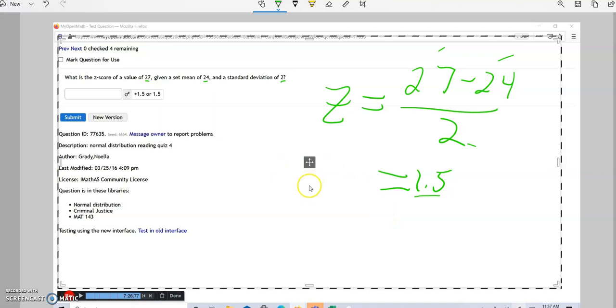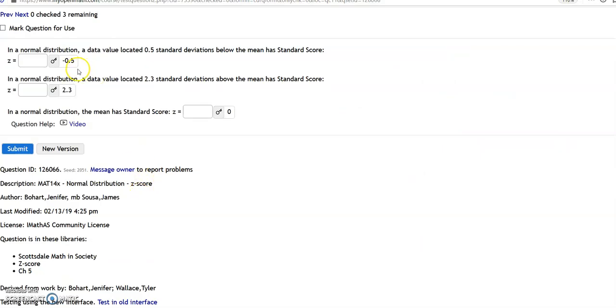If it were 21, it would be 21 minus 24. We'd get negative 3/2 or negative 1.5. So the score of 21 is 1.5 standard deviations lower than the mean because the Z-score is negative 1.5. And again, this goes to exactly what I was just talking about. A data value located 1/2 a standard deviation below the mean, so Z is negative 0.5.